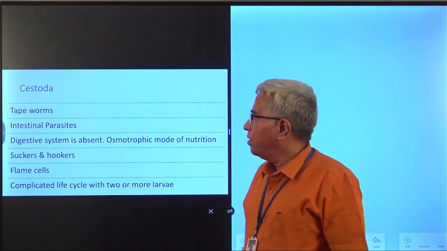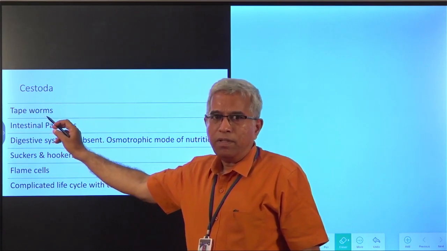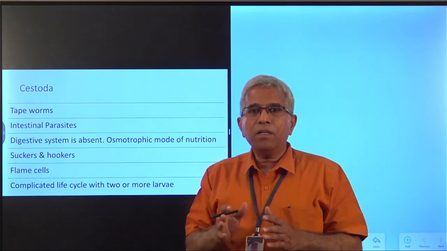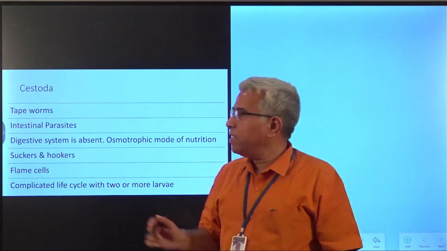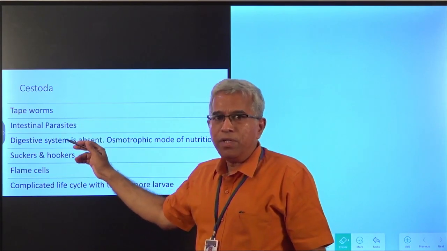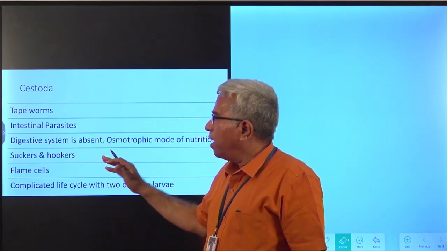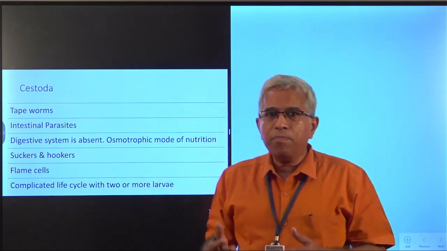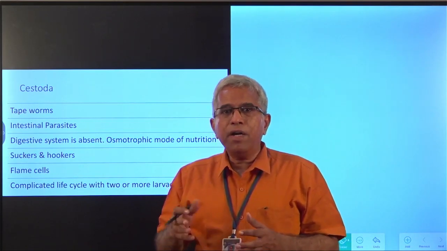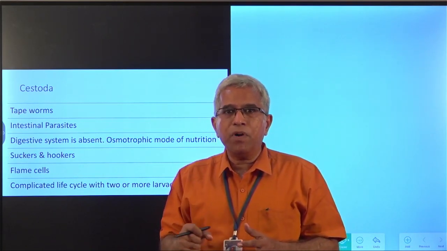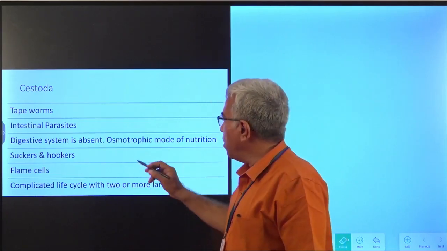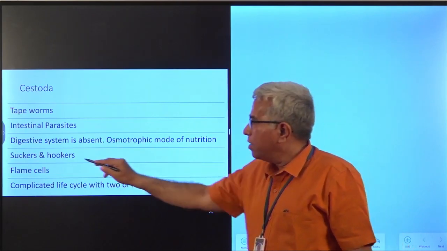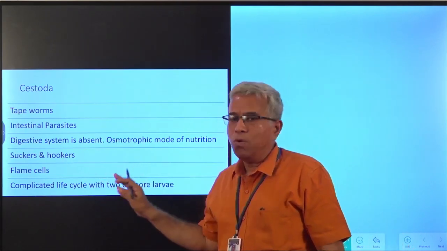Cestoda includes the tapeworms. The tapeworms are dorsoventrally flattened. They are the intestinal parasites. That means these parasites inhabit human intestines. And as the digestion process is complete in the human intestine, these tapeworms absorb already digested food material through the general body surface, and hence the mode of nutrition is osmotrophic. And suckers and hooks are present.